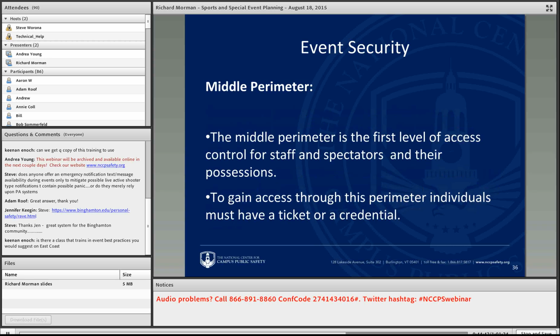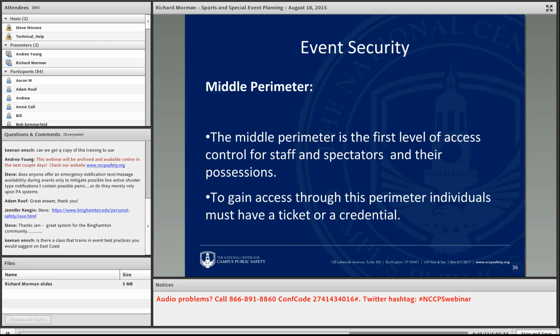Middle perimeter, and this is going to be your first level of access control for staff and spectators and the property that they might be trying to bring into your venue. So to gain access through this perimeter, individuals must have either a ticket or a credential. And something I want you to remember here is a ticket is for entry into the event. A credential is intended for access to a restricted space.